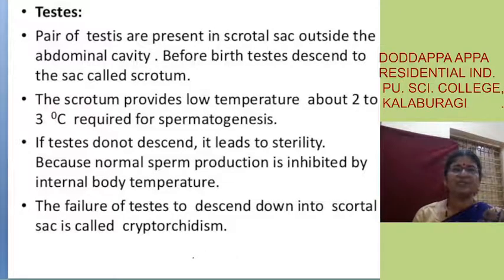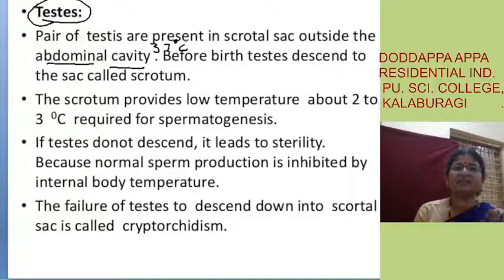You have to know the important characters of the testis. Now the testis is a primary sex organ, this you already know, and it is present outside the abdominal cavity. You know what is our body temperature? It is 37 degrees Celsius. So before birth only, the testes will get descended into the scrotum. The scrotum provides low temperature, about 2 to 3 degrees less.